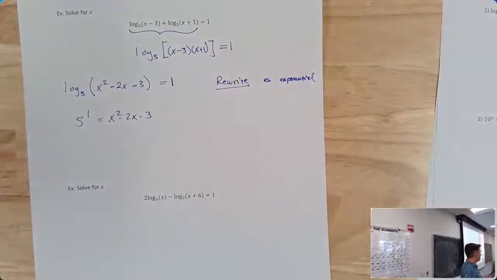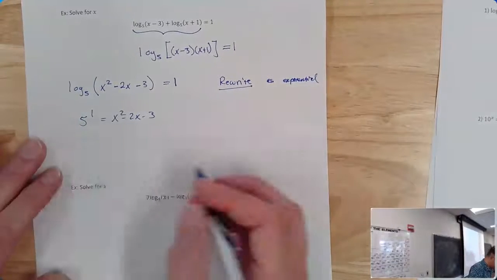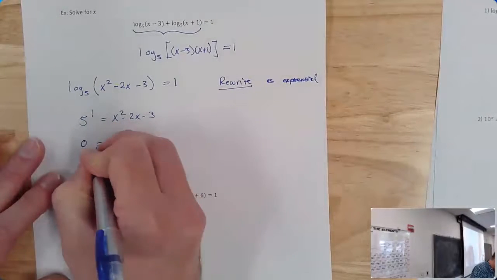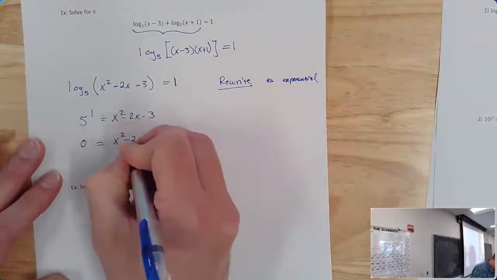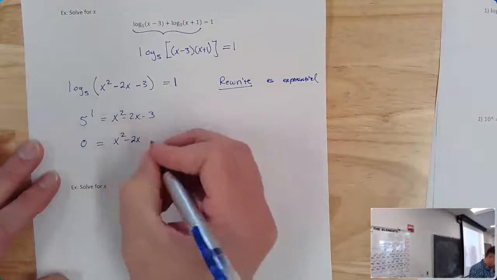Okay, 5 to the 1 is just 5. Whenever we're solving something like this that's non-linear, right? It's a second degree or higher thing, we're going to bring everything to one side. I might as well bring everything to the right since almost everything is already on the right. So let's just subtract 5 from both sides and get 0 on the left. And x squared minus 2x minus 3 minus 5 is minus 8.